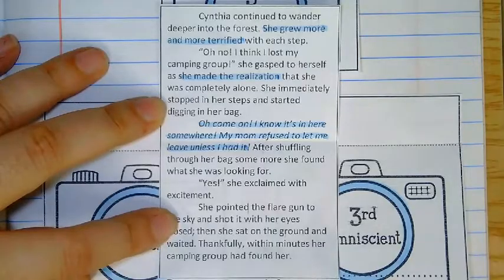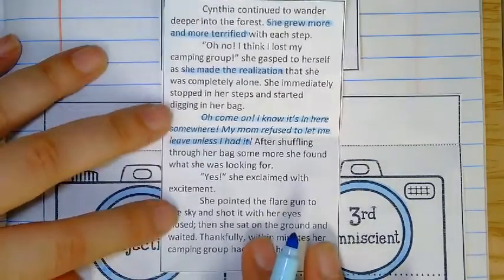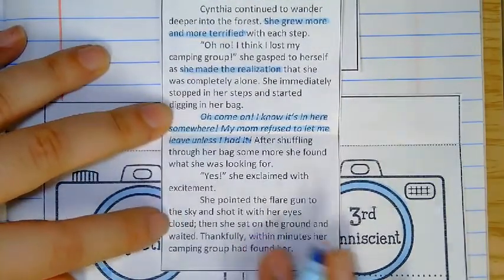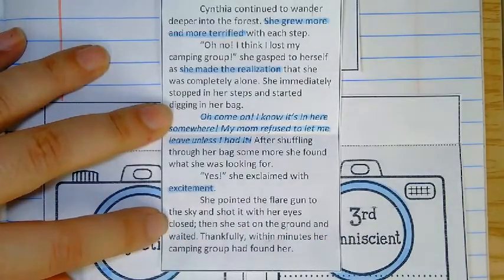After shuffling through her bag some more, she found what she was looking for. "Yes," she exclaimed with excitement. So now I can see how she feels. She feels excited. She pointed the flare gun into the sky and shot it with her eyes closed. Then she sat on the ground and waited. Thankfully, within minutes, her camping group had found her.